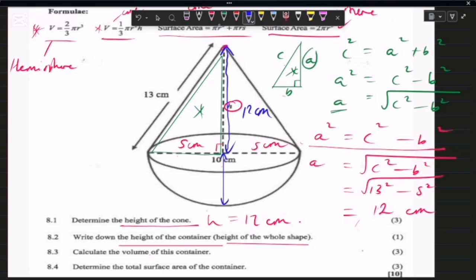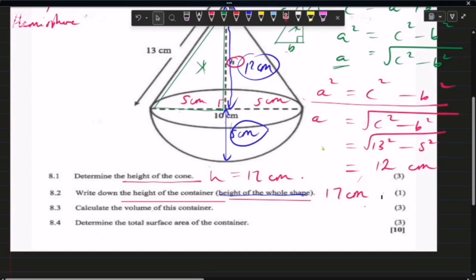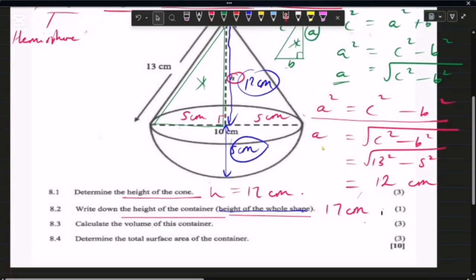Now we know that from the center to any part of the hemisphere, that is the radius. So we know that this little distance is 5 centimeters. Now the total height of the shape will be 12 centimeters plus 5 centimeters, which will give us 17 centimeters. So the answer for this question will be 17 centimeters. And then they ask us to calculate the volume of this container. So the volume of the whole container.